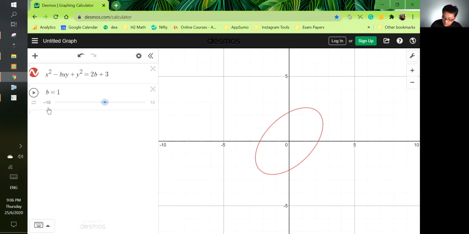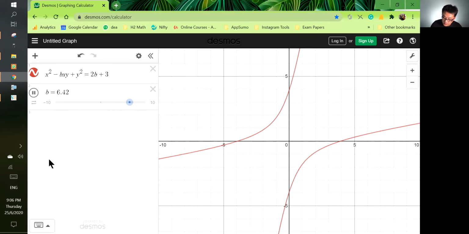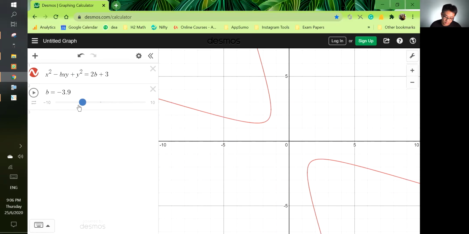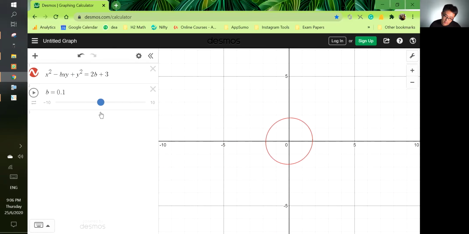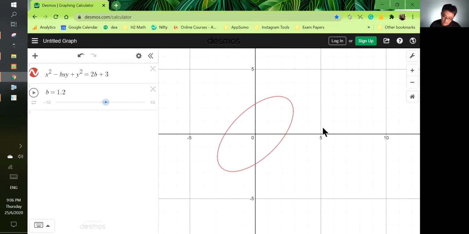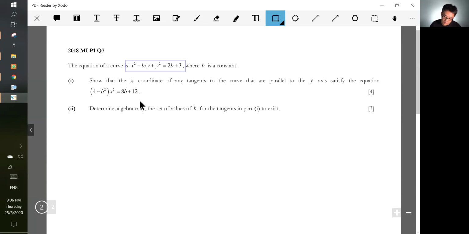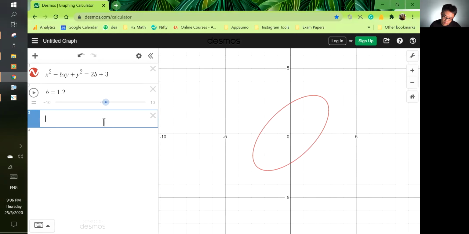Okay, so what you're going to do is just press play. You see that as b changes, it changes from an ellipse to a slanted hyperbola. Okay, just so you know, that's the beauty about this part here. So the question now is, you need the tangent to be parallel to the y-axis. So x equals to a.